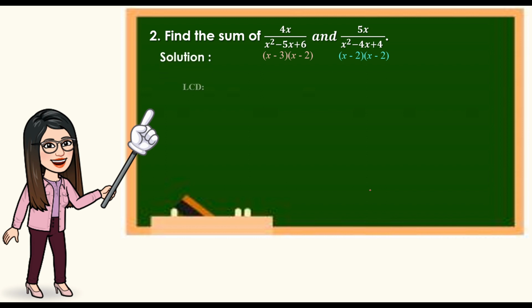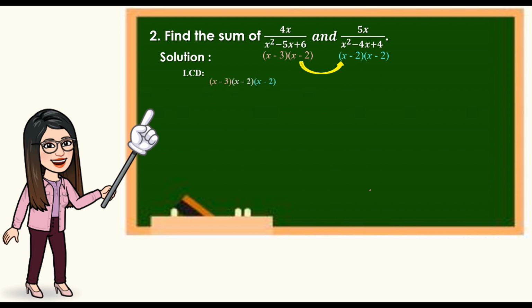Let us solve. Let us find the LCD. As you can see, we have to get their common factors. In our given factors, the common is x minus 2. And since x minus 3 has no common factor, same with the other x minus 2, we will rewrite those. And in x minus 2, the common factor is just 1.